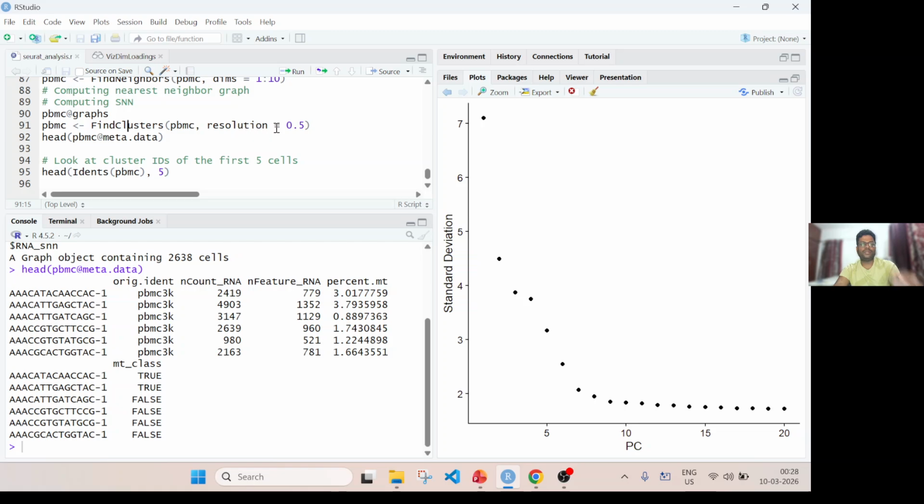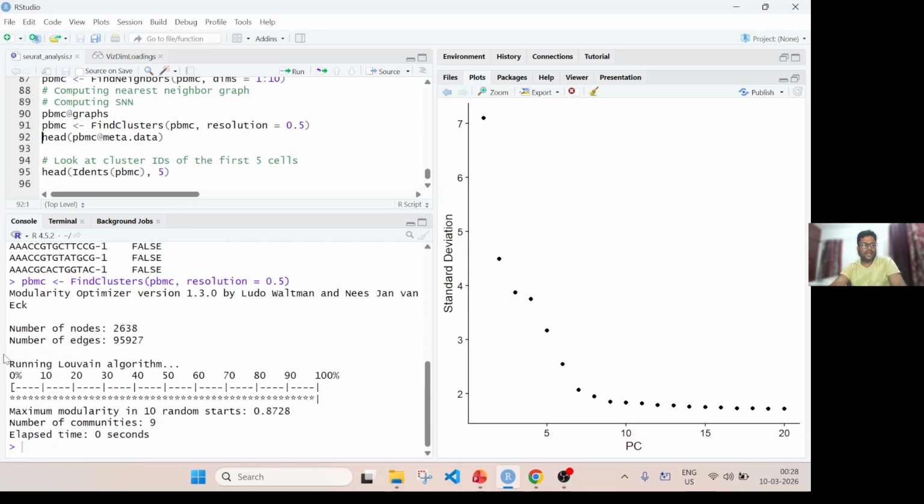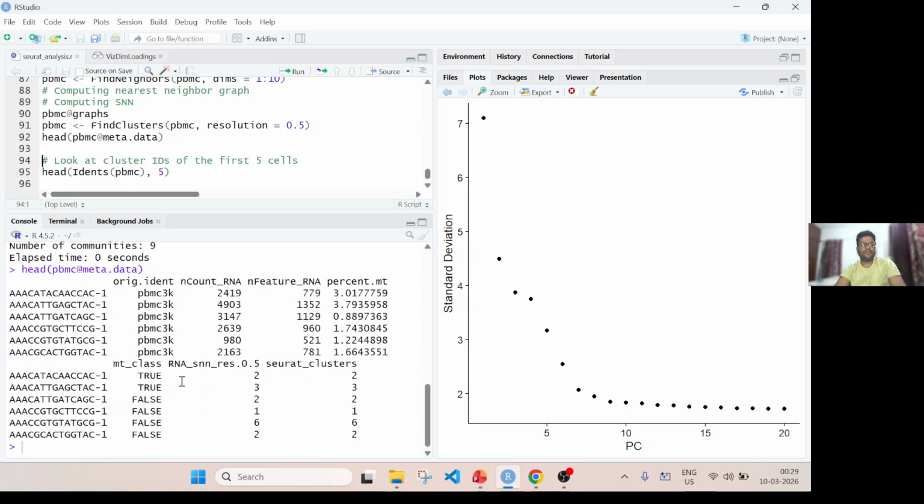So we are going with this resolution 0.5. Okay, let's see the default one. What it did is, it started with the graph, and there were 2638 cells, and the number of edges was around 95,000. That means they are very highly connected. And then it uses the Louvain algorithm, and with this resolution it gave us a total of 9 communities, which means we got around 9 clusters.